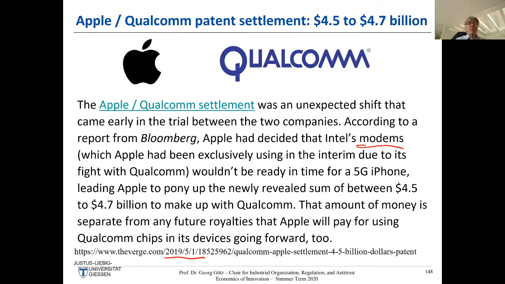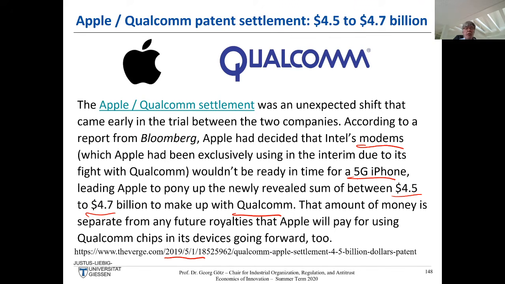Apple at some time wanted to get Intel as a rival, but they didn't manage to come up with the right kind of technology so that Apple could produce a 5G iPhone, and that's why Apple had to go back to Qualcomm, and that cost them dearly. They had to pay 4.5 to 4.7 billion to solve their problems.